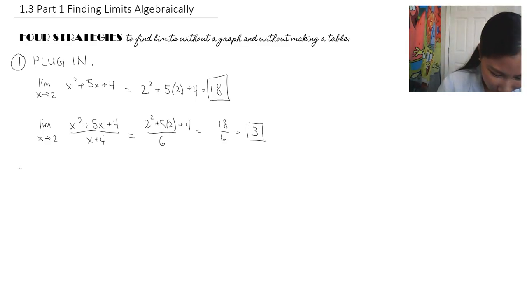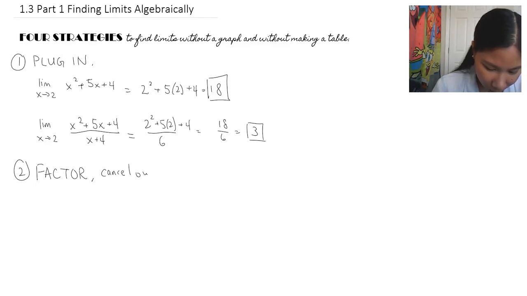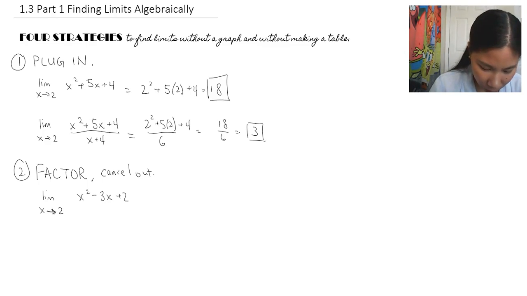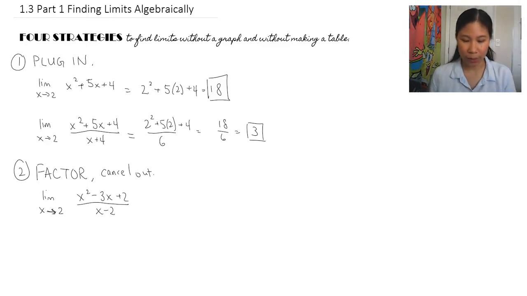The second method is to factor and cancel out. So this will happen when you have something like this. If we have the limit as x approaches 2 of, let's say, x squared minus 3x plus 2 over x minus 2. So here's an example of where we can't just plug in, because if I were to plug in x equals 2 into the bottom, I end up with 0, and that's bad.